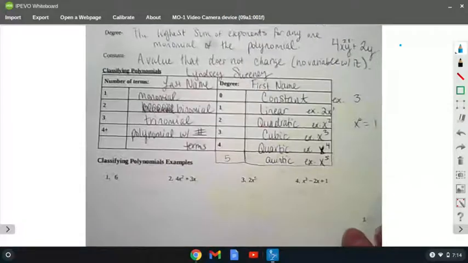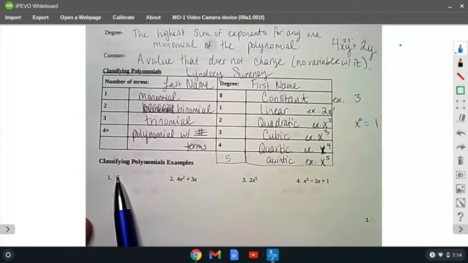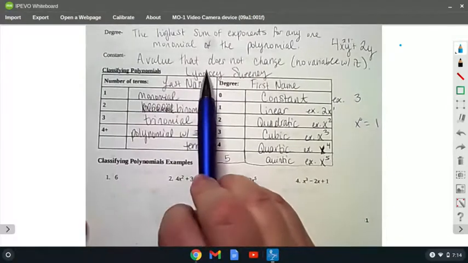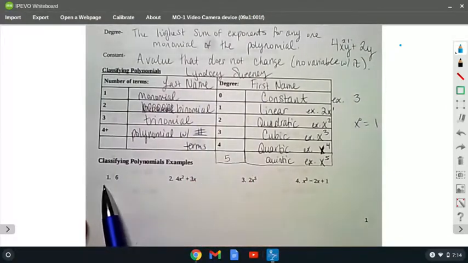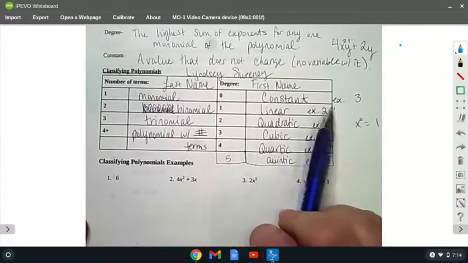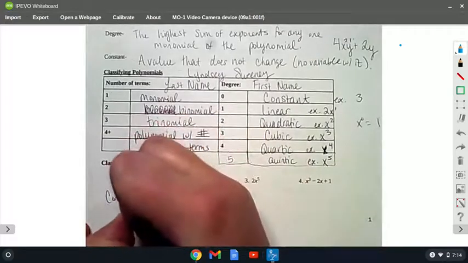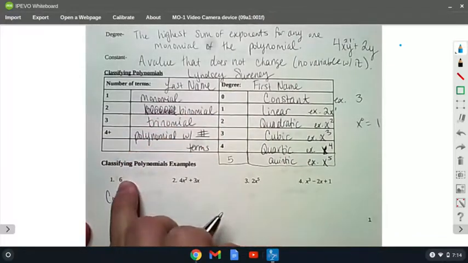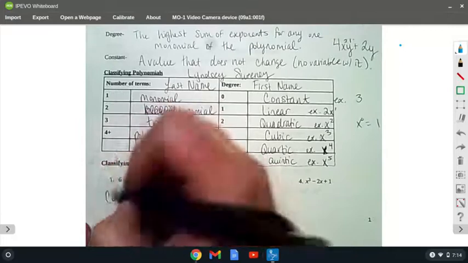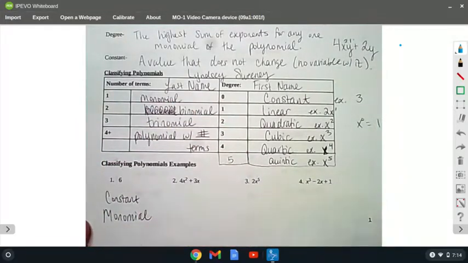So let's take a stab at these 4 problems here together and try to name these, classify these. So this one, we want to do first name first. Remember, if I was classifying myself, I'd be Lindsay Sweeney. So if I want to classify 6, I want to look over here. What's the degree? That would be constant because there's no variable with it. So it is a constant, and there's only 1 term here, so that would be a monomial. So constant monomial.